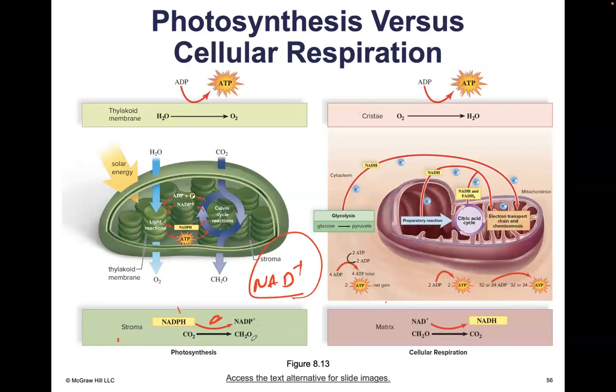CO2 is being converted to CH2O, and CH2O is being converted to CO2. H2O is converted to O2, and O2 is converted to H2O. This happens in the thylakoid membrane, this happens in the cristae, this happens in the stroma, and this happens in the matrix. So this concludes the long lesson on photosynthesis and cellular respiration.